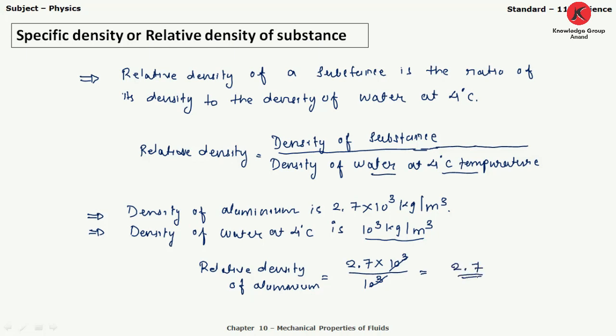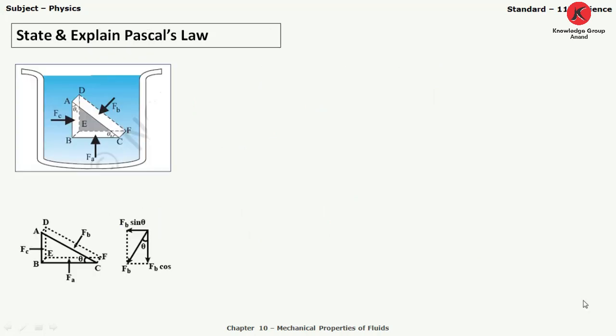Keep in mind the specific density or relative density is the density of a substance with reference to the density of water at 4 degree centigrade temperature, right? So this is the concept of density and specific density. Now the next is a very important theory, which is Pascal's law, right? State and explain Pascal's law. So first of all I will write the statement and then we will prove Pascal's law.